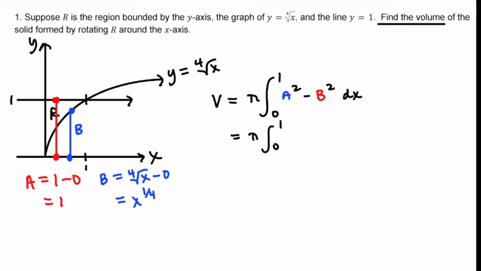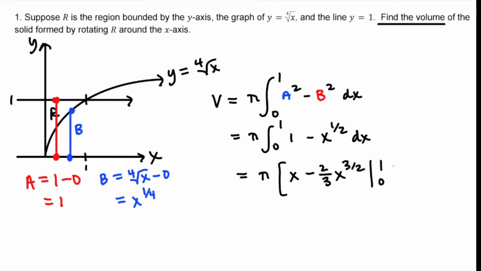So I'm going to integrate from 0 to 1 on a squared would be 1 squared minus b squared would be the x to the 1/4 squared. That's going to be x to the 1/2. And then we know the 1 squared is just 1. And so when I do that, I'm going to get pi times antidifferentiate, let x go from 0 to 1. Then this is pi times, when I plug in 1, I get 1 minus 2/3. When I plug in 0, I'm going to get 0 minus 0. And that's going to be pi over 3.